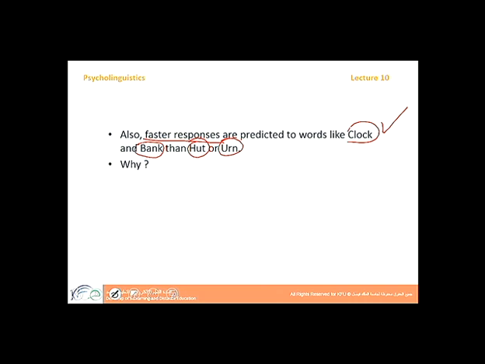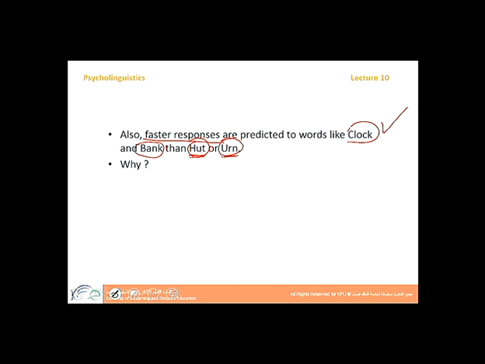An example of urn: when someone dies in some countries, they burn the body and put the ashes in an urn. This is called an urn. So it's not frequent, is it? Hut. Nowadays, we don't say I'm going to my hut, for example. We say I'm going to my house or my flat or my villa, things like that. So the word hut is not that frequent. Urn is not that frequent either. But bank and clock are frequent.